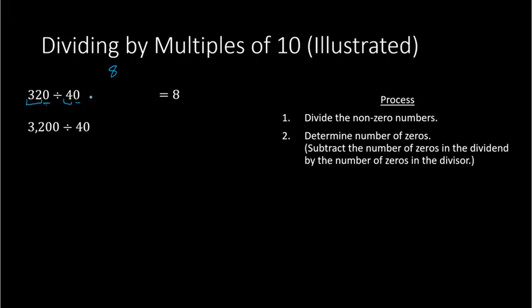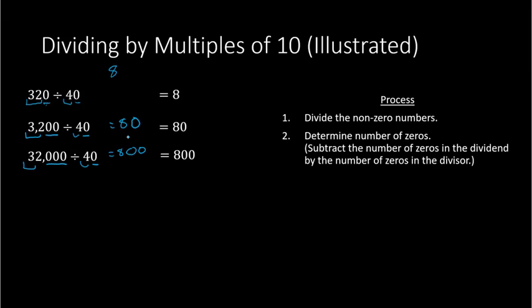Let's try 3,200 divided by 40. Again, 32 divided by 4 would equal 8. Then we see there are 2 zeros here, and 1 zero here. 2 minus 1 gives you 1 zero. So your answer is going to be 80. What if we had 32,000 divided by 40? Again, we do 32 divided by 4. That gives you 8. Then we have 3 zeros here, 1 zero right here. 3 minus 1 gives you 2, so we have 2 zeros. So 32,000 divided by 40 would be 800.